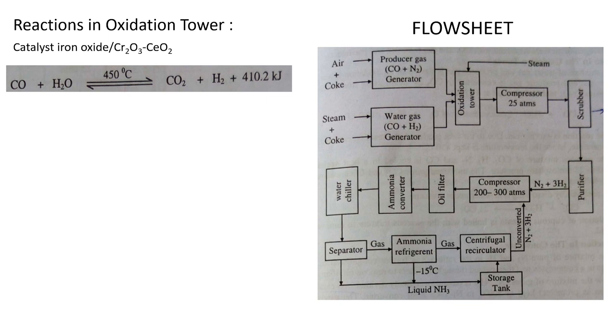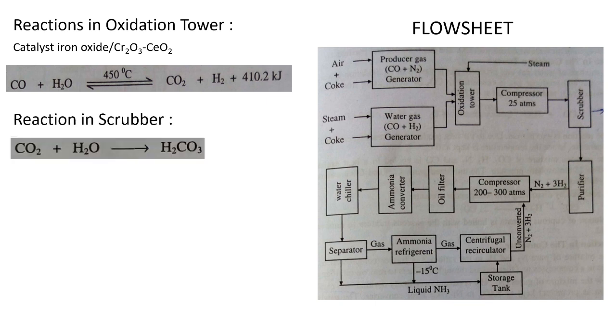So here in scrubber, actually what happens, the carbon dioxide is removed by dissolving it in water under pressure. So in scrubber, carbon dioxide is dissolved in water to form carbonic acid, and this carbonic acid is removed further, and the solution, this carbonic acid, is further treated with cuprous formate.